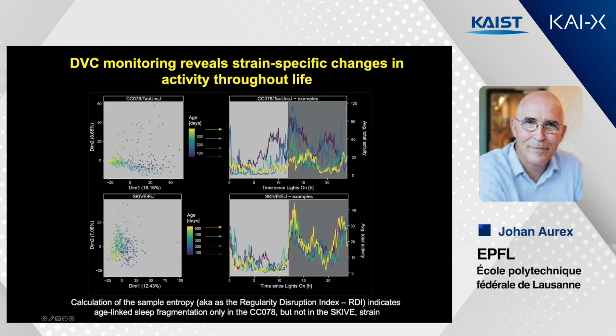So this mouse has sleep fragmentation, and we can actually say when it occurs throughout life. This is the power of these data, because we can now apply machine learning and AI algorithms to detect when things go wrong during the lifespan of the mouse.